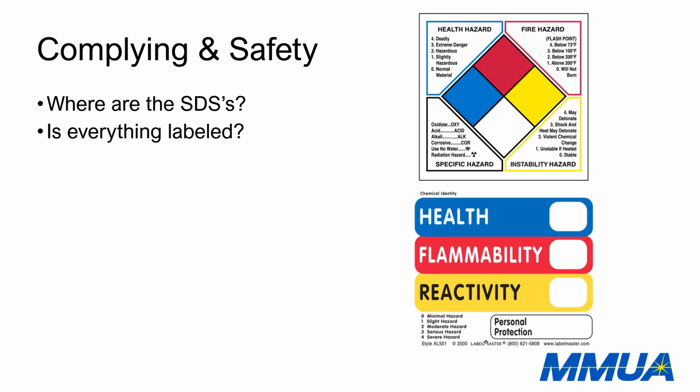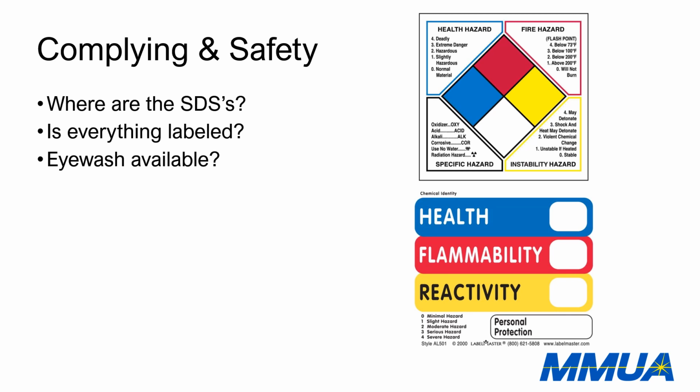Another means by which you get to have the information about hazardous substances is on labels. We want every container with every chemical to have a label on it. Everything needs to be labeled. If we're going to move chemicals from one container to another container, we need to label it.